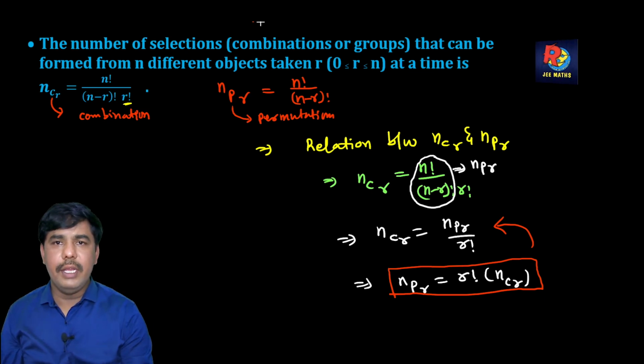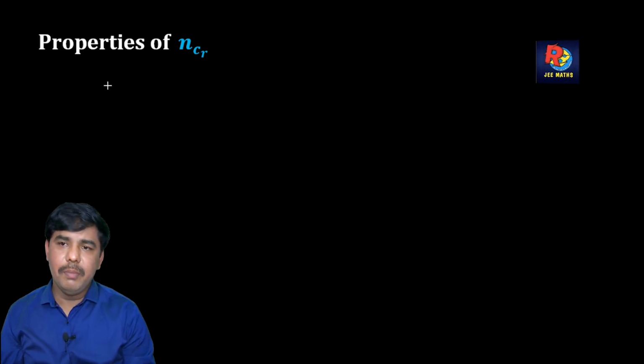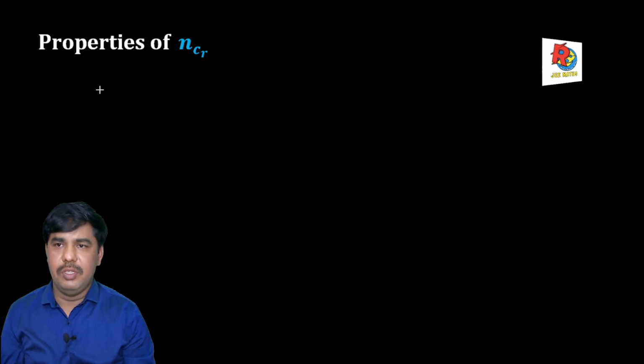There are so many properties. First I will discuss the most important properties. Why am I discussing the properties now? If you remember these, it will be very useful for objective questions. Otherwise the basic formula is nCr only. nCr means n factorial by n minus r factorial into r factorial only.